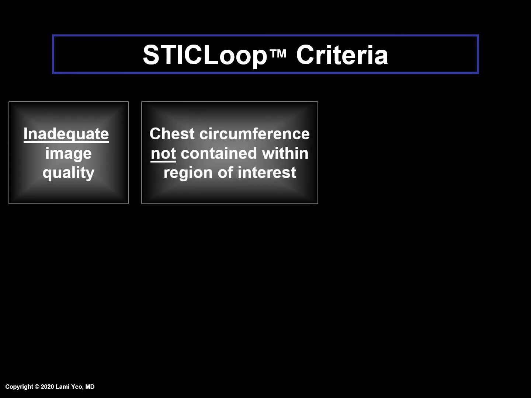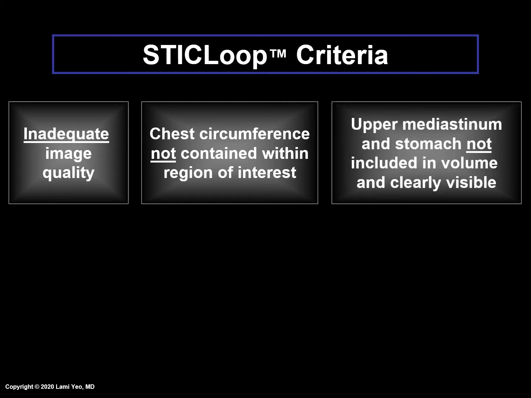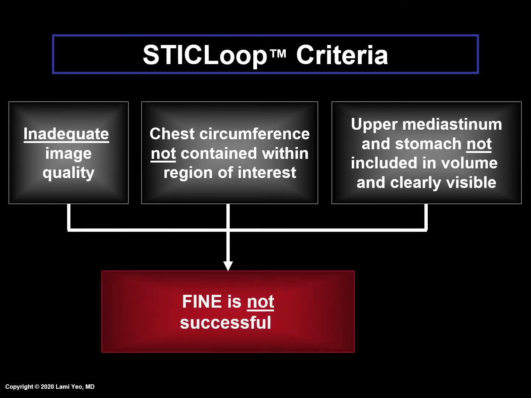If the chest circumference is not contained within the region of interest box during the STIC volume acquisition, FINE will not be able to show all the cardiac anatomy because it was not originally included in the acquisition. Finally, if the upper mediastinum is not included within the STIC volume acquisition, it will be impossible for FINE to generate the 3 vessels and trachea view because the upper mediastinum is simply missing from the volume. Therefore, all of these STICLoop criteria will lead to FINE not being successful.